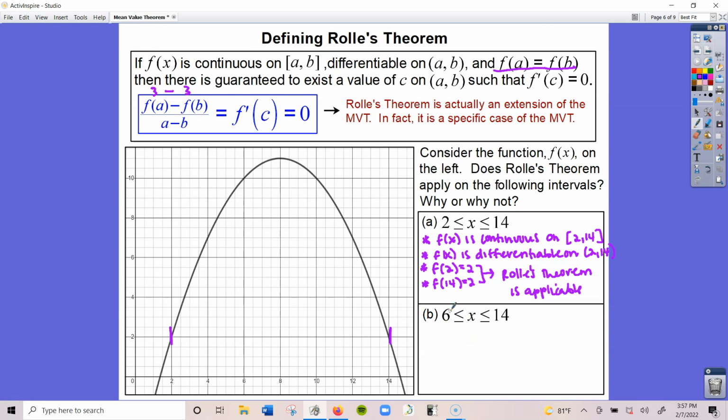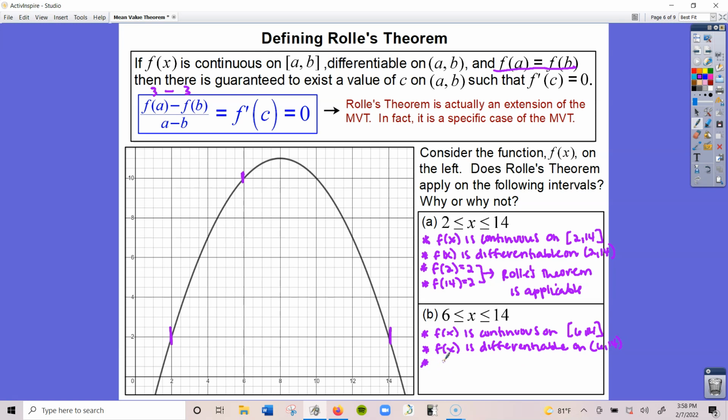Let's look at this next interval from 6 to 14. From 6 to 14, we're looking at from here to here. It's the same exact function, so these first two conditions are the same. F of x is continuous on the closed interval 6 to 14, as well as f of x is differentiable on the open interval 6 to 14.